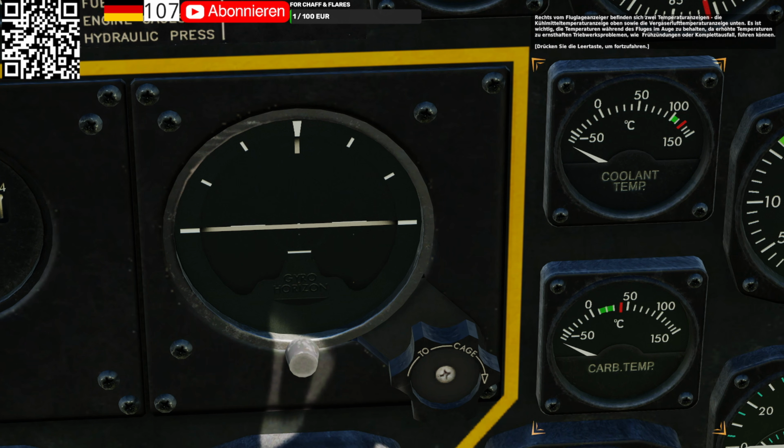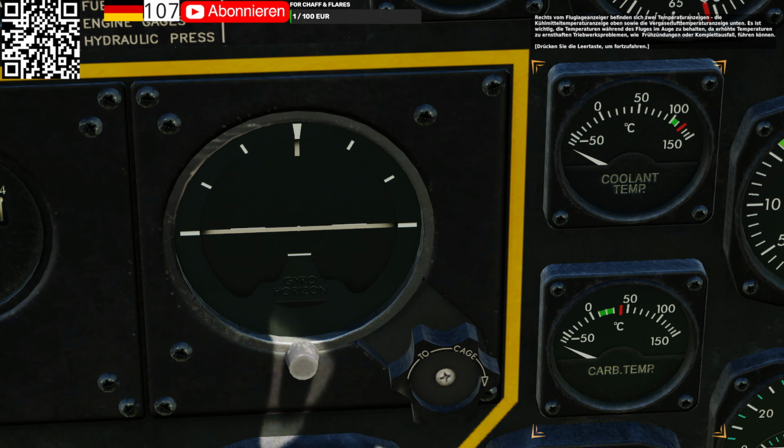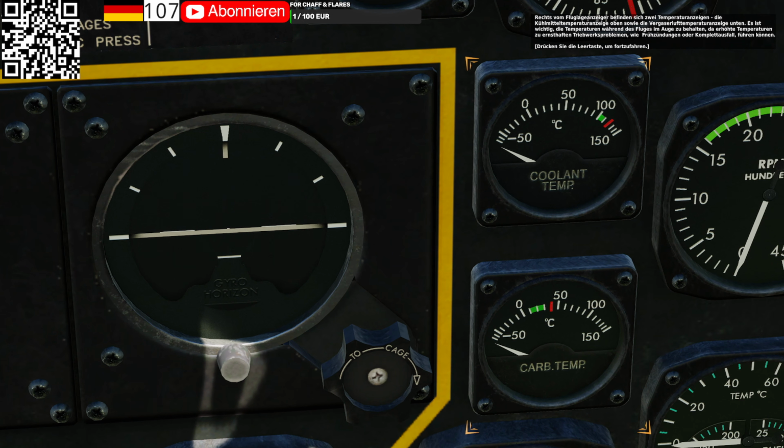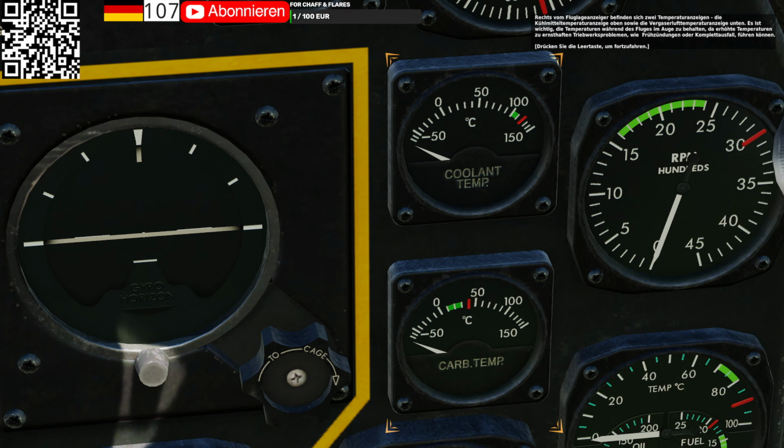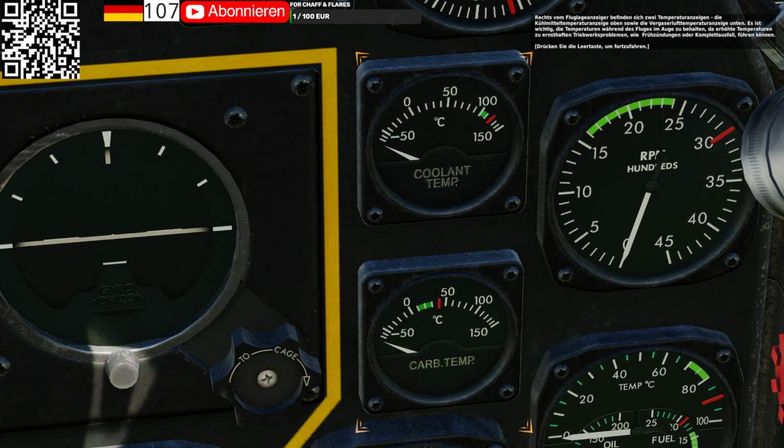To the right of the flight indicator are two temperature gauges, the coolant temperature gauge above and the carburetor air temperature below. It's important to monitor these instruments in flight, as temperatures rising above normal may lead to serious engine problems, such as detonation and pre-ignition.